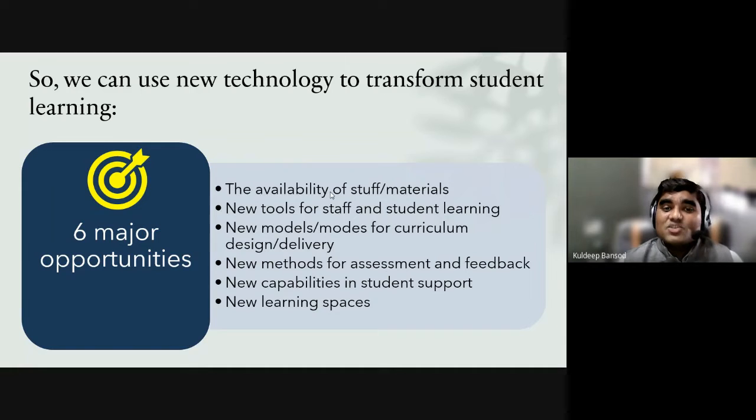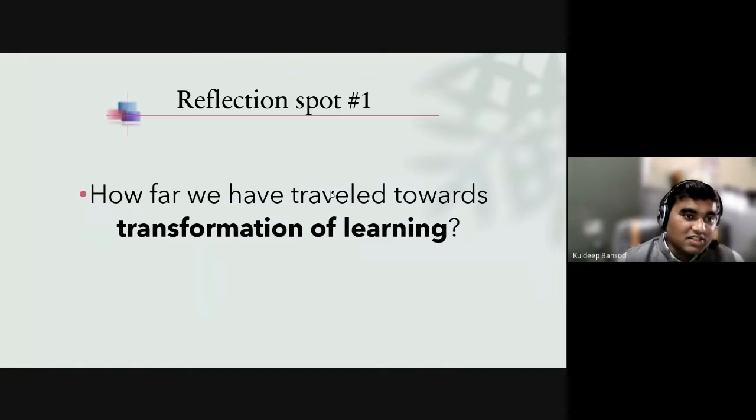New methods for the assessment and the feedback. Nowadays, rubrics are very much used for the assessment of the student, so that the student will know on which parameters, and for a particular parameter which scale is assigned. So the student can understand this is the objective of this particular delivery or this particular assignment. New capabilities in student support and new learning spaces. So these are the different opportunities for the new technology to transform the students' learning.